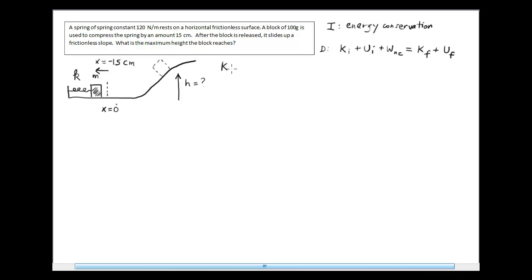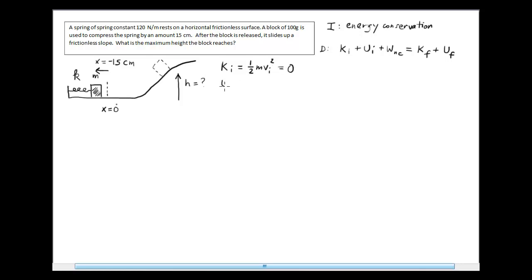The initial kinetic energy would be, of course, for the mass, 1/2 m v initial squared. As we look at the problem, though, we can see that the block is used to compress the spring, and then it's released. And so if it's released, that means it's being released from rest. We're not giving it any kind of initial velocity. And so that should be 0.